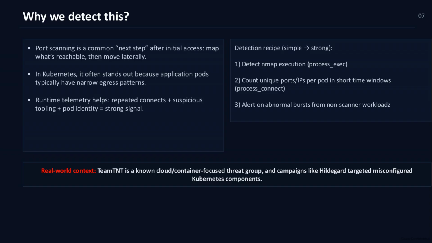Why do we detect port scanning? It's often a precursor to lateral movement through mapping reachable nodes. Especially in Kubernetes, scanning behavior stands out due to narrow egress patterns in application pods. Runtime telemetry paired with suspicious tooling forms a strong signal for detection. Our recipe involves detecting execution, counting unique connections, and alerting on abnormal patterns from typical workloads. This approach strengthens our security monitoring.